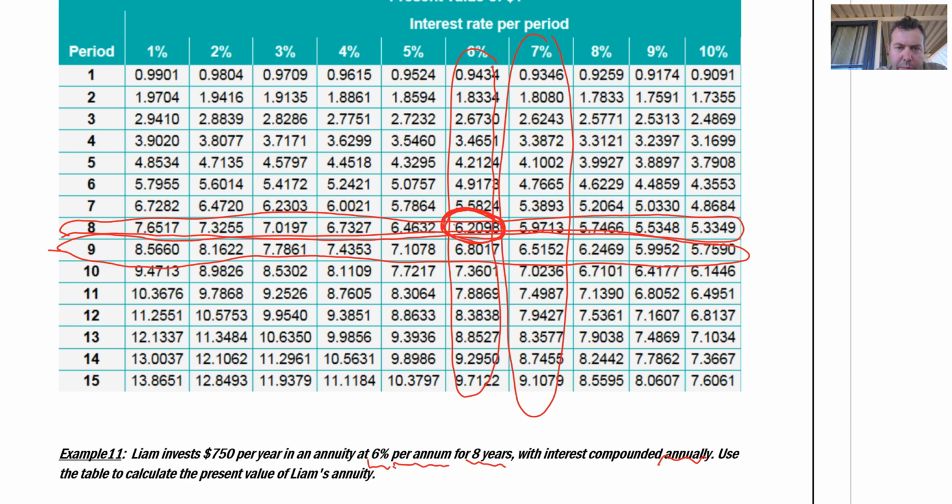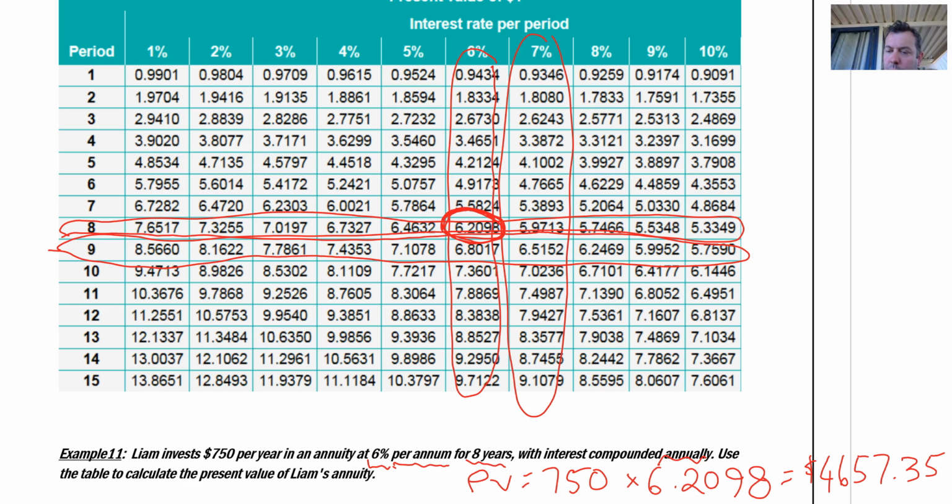So the present value of that annuity, where he's putting $750 per year, is 750 times this. So my present value is $750 times 6.2098. Let me magically work that out for you. Okay, so Liam would need to put $4,657.35 into that account that earns 6% per annum, compounding annually, and leave it for 8 years. And that's going to be the same as putting $750 into that account every year.